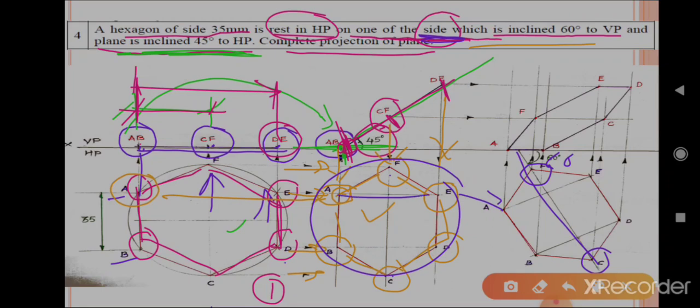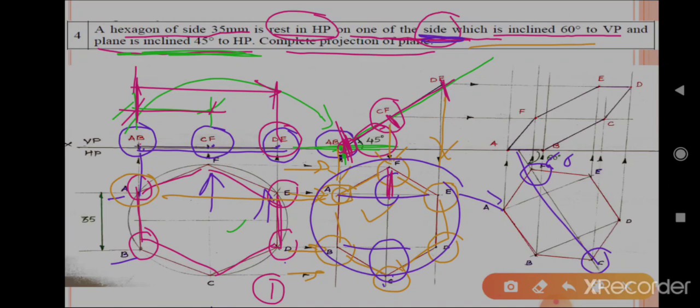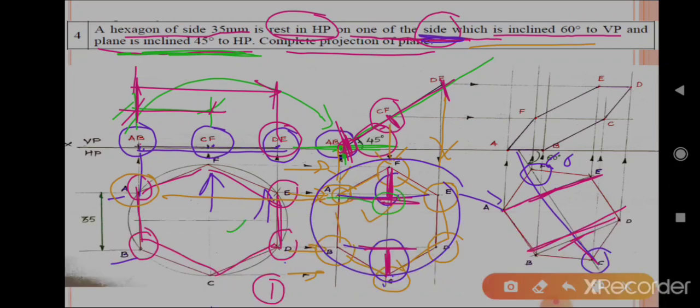Then draw perpendicular lines; that distance we can measure from C and F. So the distance from C to F, up to the perpendicular distance, we measure this distance and mark the points on the perpendicular lines. After marking these points, take the distance from this point to point A, or this distance to point B. Mark the points A, B, D, E and connect all the points.